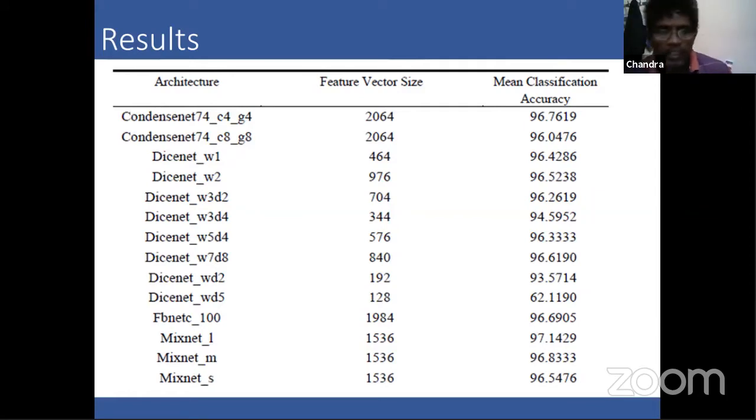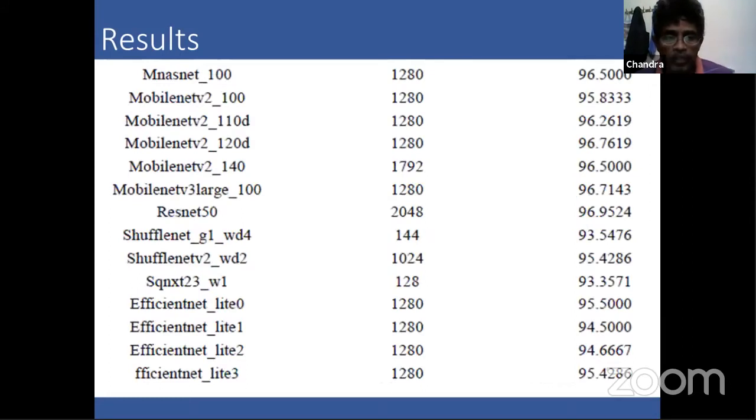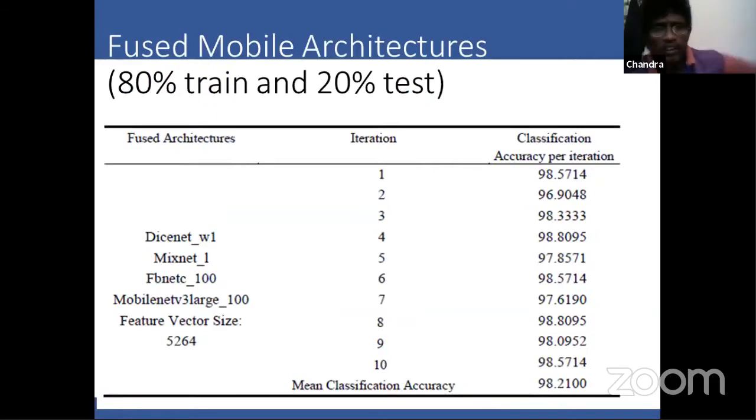This experiment I have repeated 10 times to make it more general, because once the data gets shuffled into train and test, the convolutional neural network may overfit. To avoid that overfitting, I have shuffled the data and then tested the algorithm. So these are the mobile CNN architectures I have used. Just for comparison, I have kept ResNet50. ResNet50 is not a mobile CNN architecture, as I stated in the previous slide, and it requires 2048 features. This is the feature vector size. Now, with 80% train and 20% test, over 10 iterations, DiceNet, MixNet, and the other two, MobileNet V3 Large. MobileNet V3 Large is the latest, latest in the sense of 2019. That is the architecture used for mobiles.